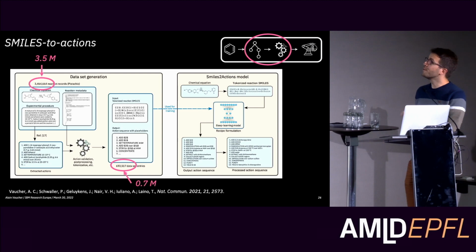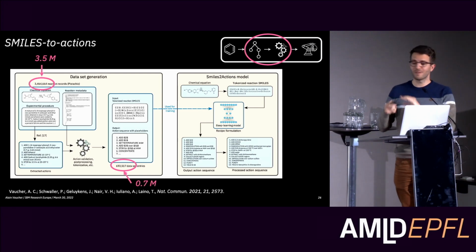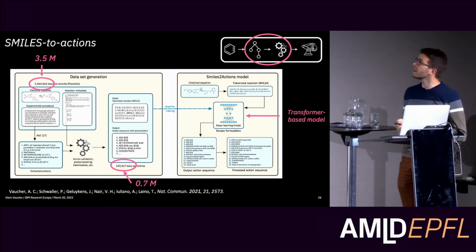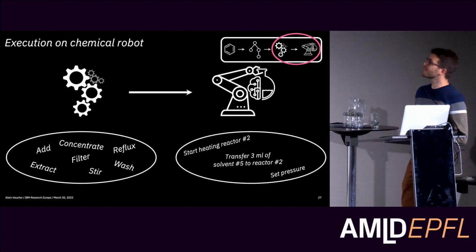Here, this is roughly the same, and I just wanted to highlight that this was quite an involved process to generate this data, starting from over 3 million reaction records, ending up with 700,000 that we then use for training, again, a transformer-based model. And that's basically it for the second step. And I'm coming to the third step.